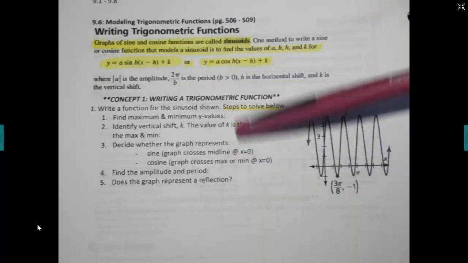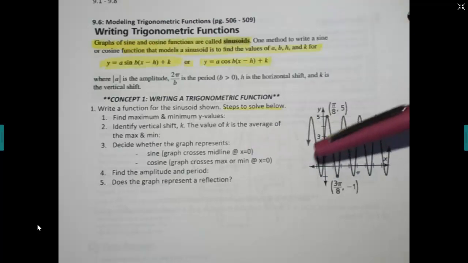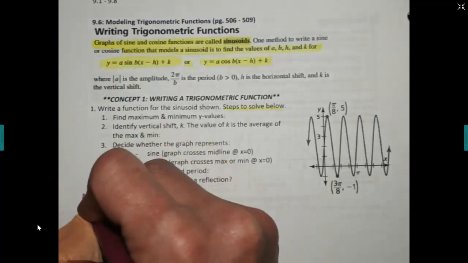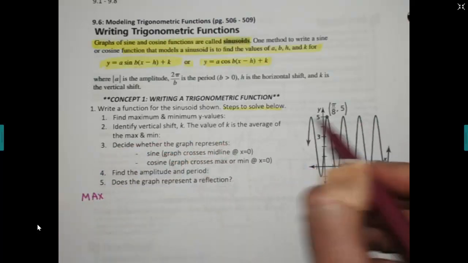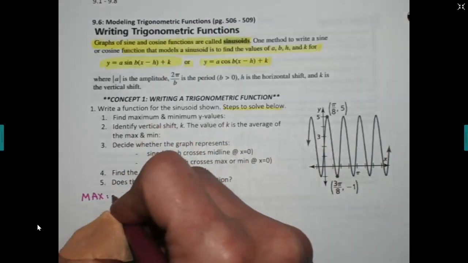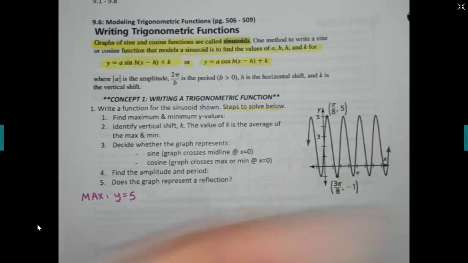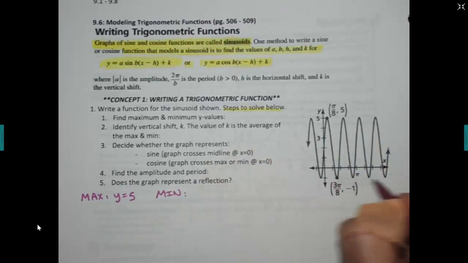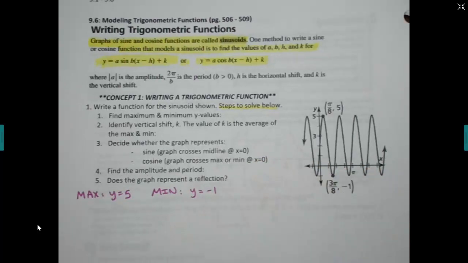I did write the steps here, to the left of our first graph, just to help guide you through these. So the first thing you want to do is find our max or min values. My max value is up here at the 5, right? So I'm just going to write this equation y equals 5 because it's hitting all those points on the top. The minimum value here is way down here at -1, so y is equal to -1.